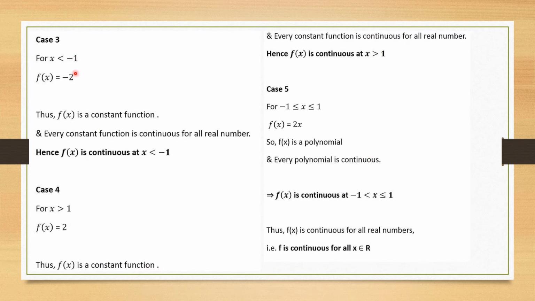Moreover, for x less than minus 1, the function is minus 2, which is constant, so continuous. For x greater than 1, it is 2, which is again a constant function, so continuous for all real numbers. And for the case between minus 1 and 1, again it is 2x, which is a polynomial. So this function is also behaving continuous. So overall for this question number 16, we find that f(x) is continuous for all real numbers. So the function is behaving continuous for all x belonging to R.